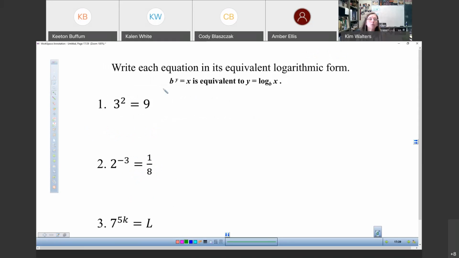I've restated this for you so that we can follow along. All right, so my exponential form, 3 to the second is equal to 9. I want to write the logarithmic form. So over here in this column, we're going to have the logarithmic form. It's going to look like this. So looking at 3 to the second is equal to 9, somebody tell me what the value of y is in my exponential form so that I can start to write the logarithmic form. What is y?